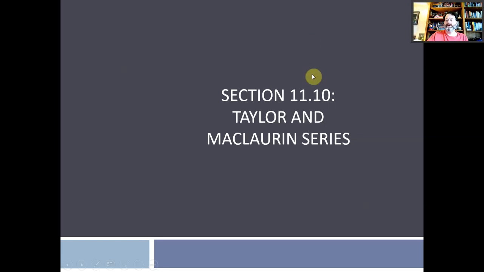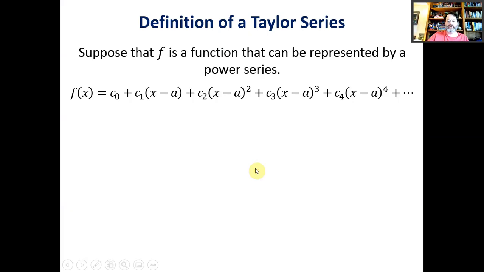Hi there. Today we're going to keep going in Chapter 11, and we're going to look at special kinds of power series called Taylor and Maclaurin series. So let's get going. What we're going to do here is build a custom power series using derivatives. The idea is we're just assuming that f is a function with a power series, so it has to look like this.